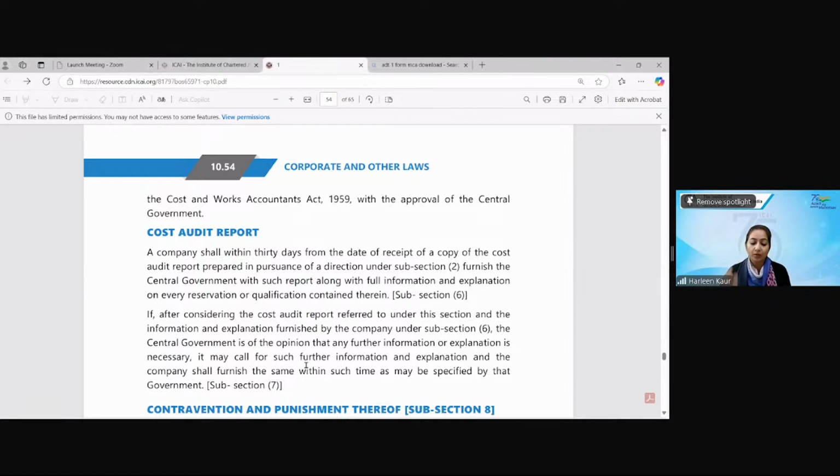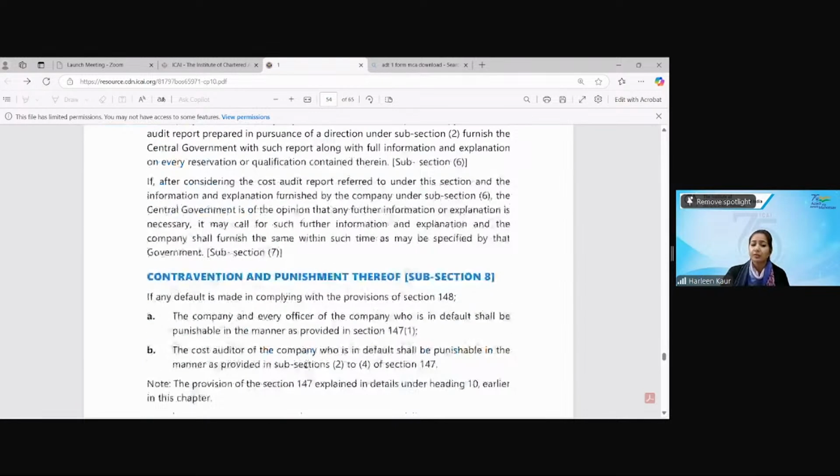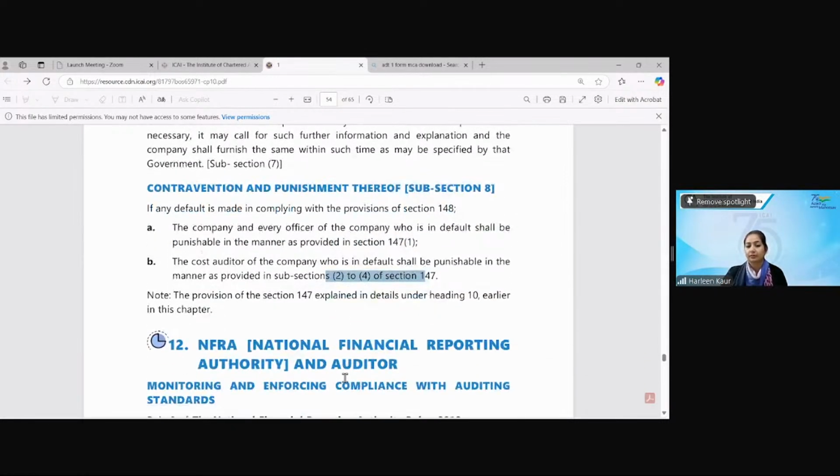So children, please note down, the central government will only tell certain companies to give a cost audit report. It is mandatory, but not for all companies. The CG will specify the companies that need to give the cost audit report. Such companies shall, within 30 days of receipt of the cost audit report, comply with the directions given by the central government, and they need to submit the report to the board of directors. Again, if there is any contravention, the same punishment of 147(1), and the same punishment of subsections 2 and 4 of 147.